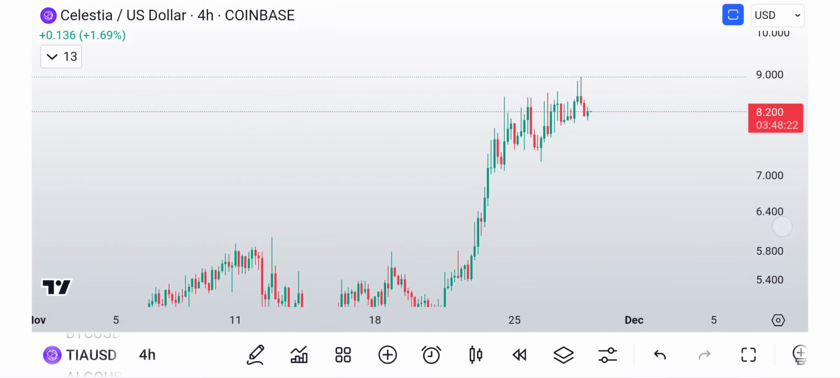TIA is also kind of bottlenecking in here. We're either going to get a flat and then go, or this thing's going to pop. We have to see how that plays.